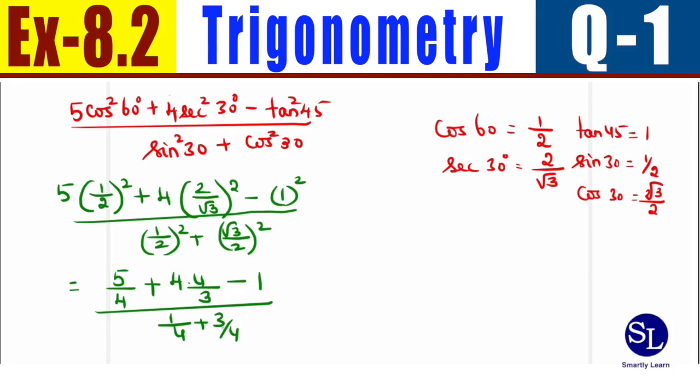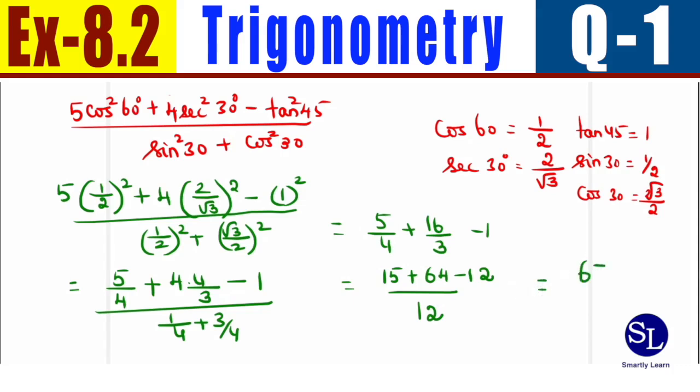So in the next step, I'm skipping the denominator. So this is simply 5/4 plus 16/3 minus 1. Take out an LCM, which is going to be 12. So 5 into 3 is 15, plus 16 into 4 is 64, minus 12. We have just ignored the denominator because the denominator is going to be 1. If you simplify this, this is going to be 67/12. There is no scope for simplification. So this is the final answer.